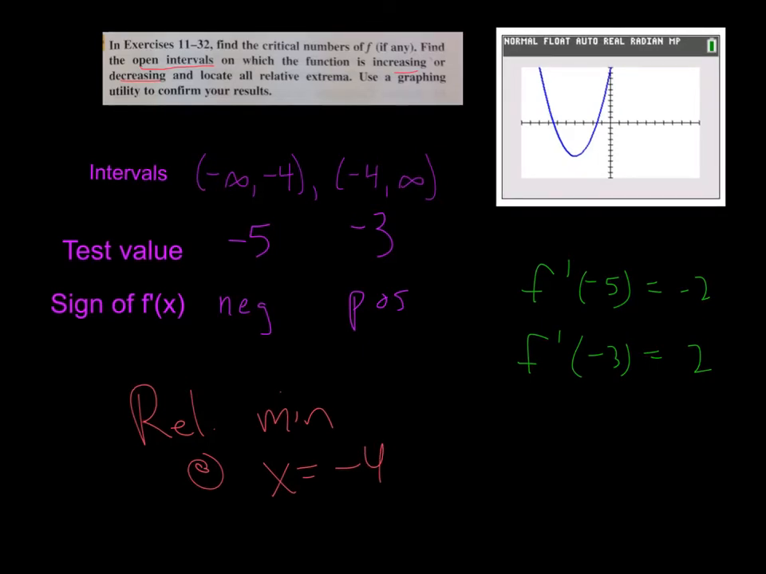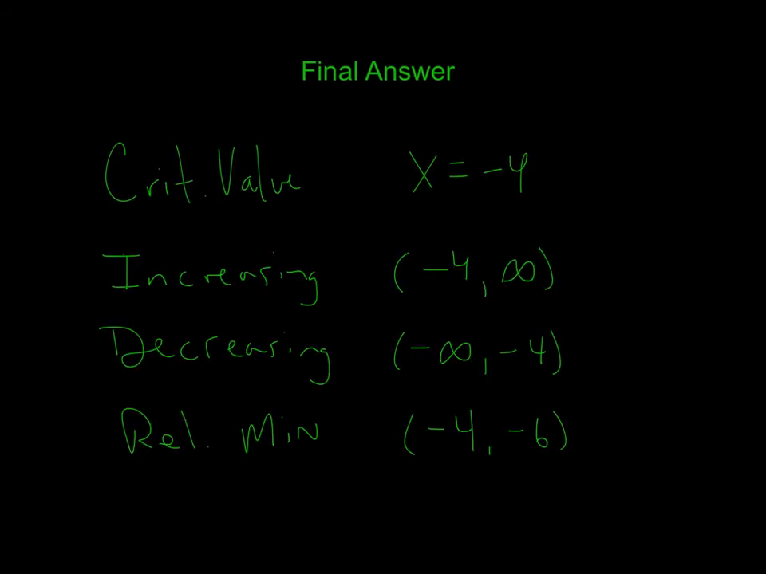Substituting -4 into our original function would show us that at -4, -6 is our relative minimum location. So for a final answer expression, we'd want to lay it out like this. Hopefully that was easy enough to follow. Now you give it a shot.